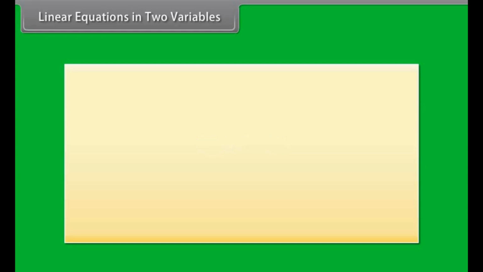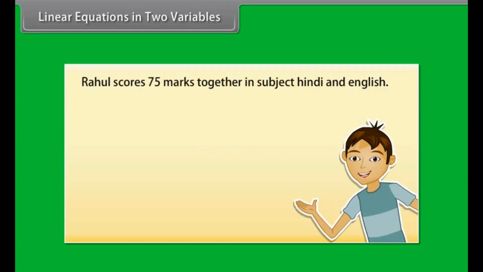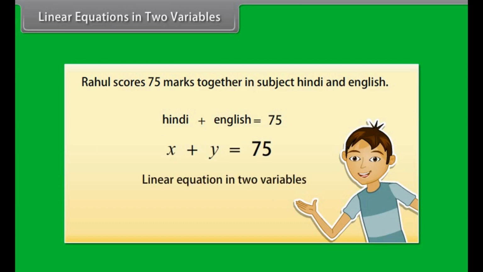Let's take an example. Rahul scores 75 marks together in subject Hindi and English. Now how can we express this information in the form of an equation? Here you can see that the marks of neither of the subjects are known, that is, there are two unknown quantities. Let us use x and y to denote them. So, the marks scored in Hindi is x and the marks scored in English is y. So, x plus y is equal to 75 is the required equation. This is an example of linear equation in two variables.